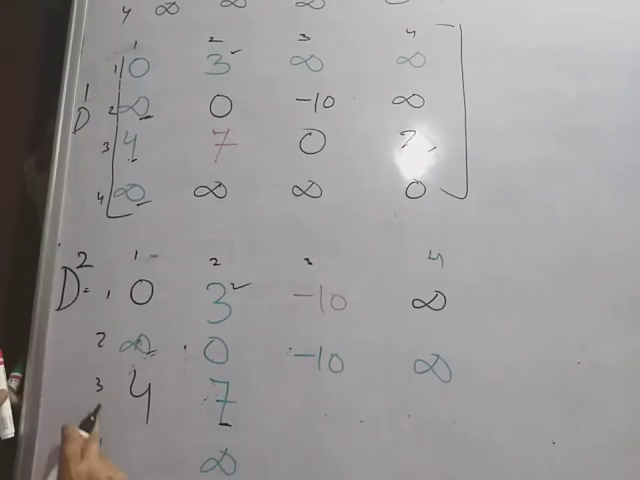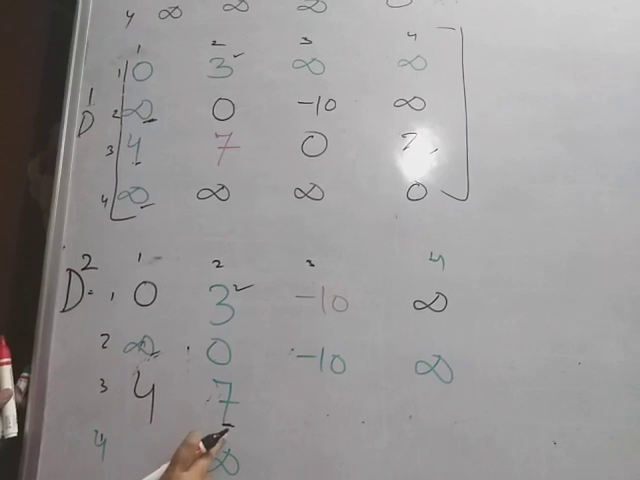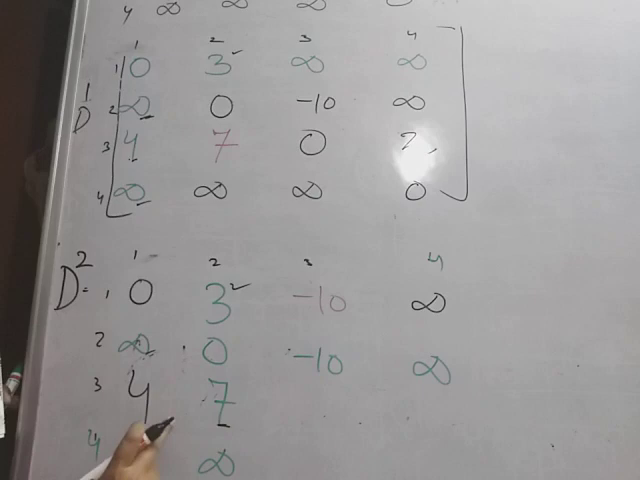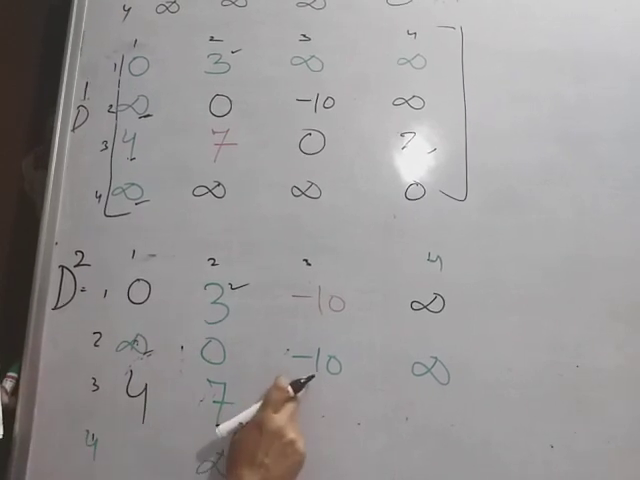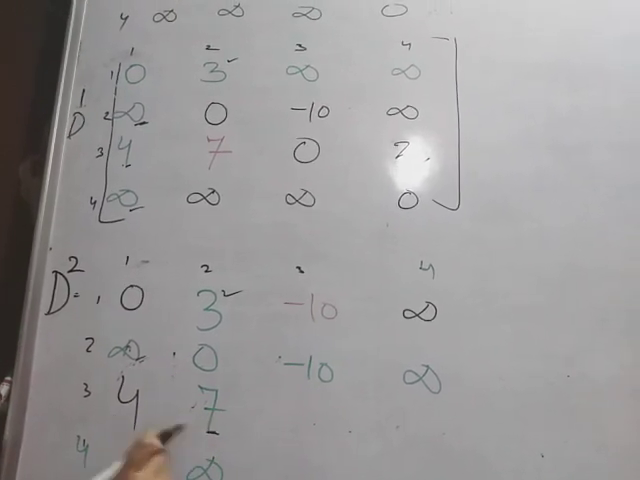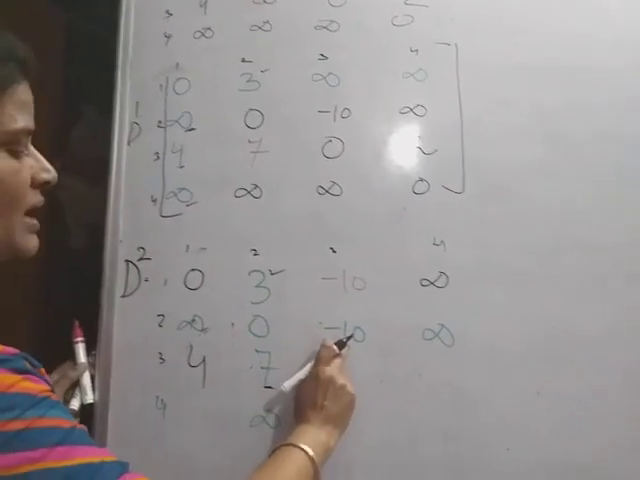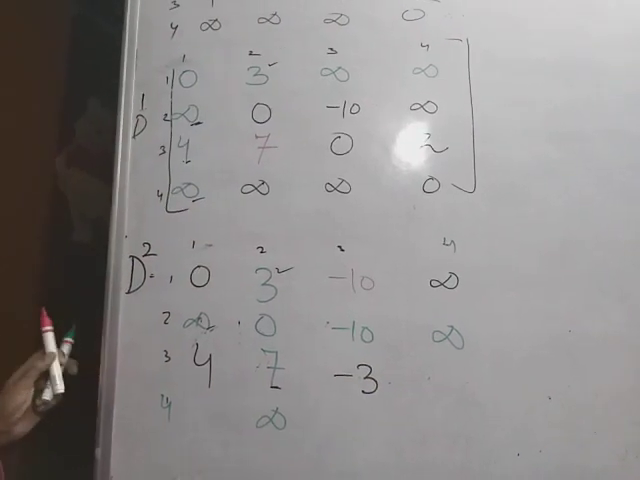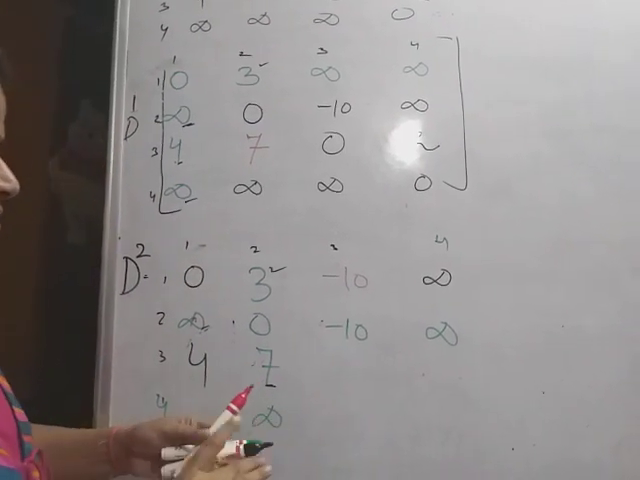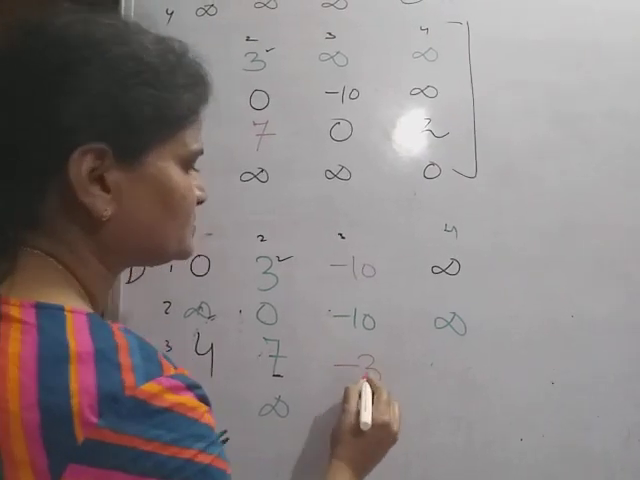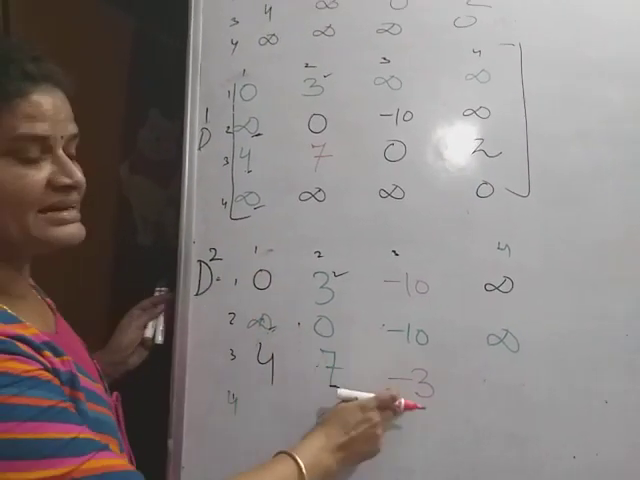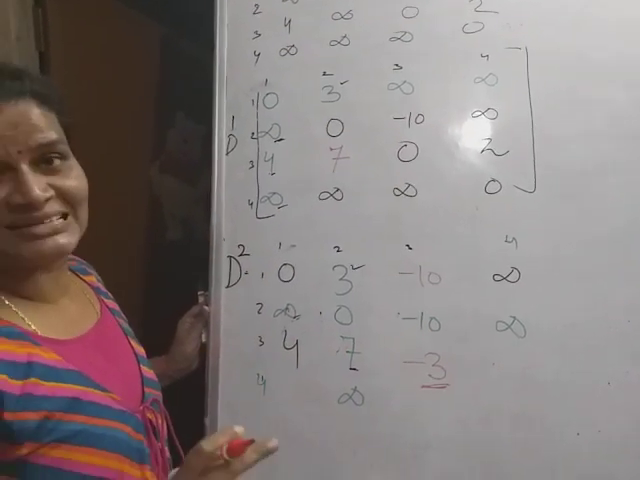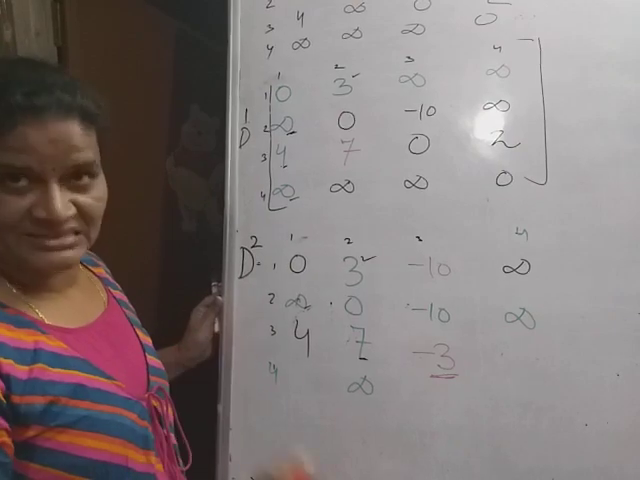Now 3, 3. So 3, 3 is first 3, 2, which is 7, and 2, 3 is minus 10. Now see, 3, 2 is 7 and 2, 3 is minus 10. Minus 10 and 7, this is minus 3. Now see here, it is changed. So this is minus 3. This is a diagonal element, 3, 3. This is because the graph contains a negative weight cycle.